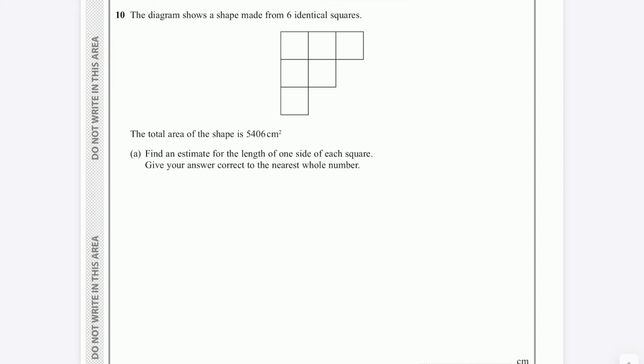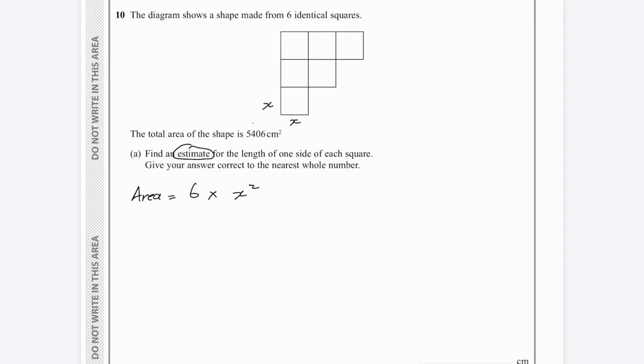Question 10, we've got a shape here. They're all squares, so we can just say, each side is x and x. We know the total area is 5406. And it wants us to estimate the length of one side. Okay, so we have 1, 2, 3, 4, 5, 6 squares all together. So the area is going to be 6 times x squared. So x squared is the area of 1, and we've got 6 all together.